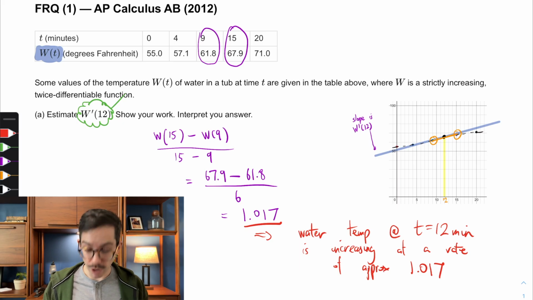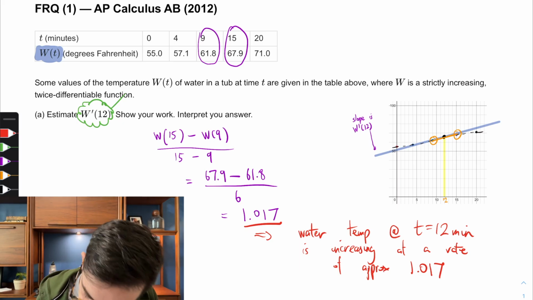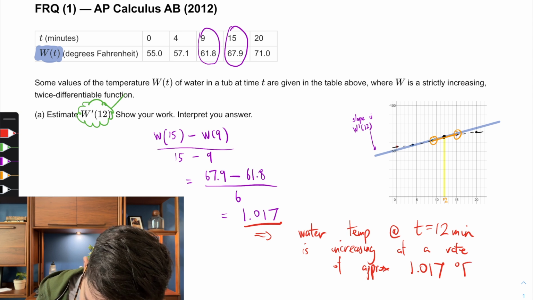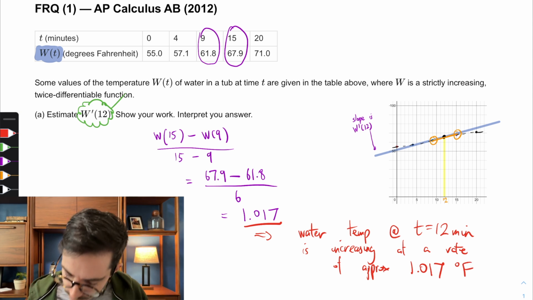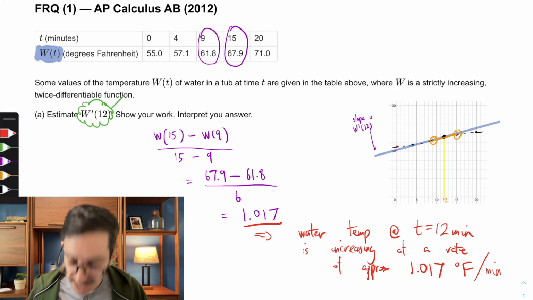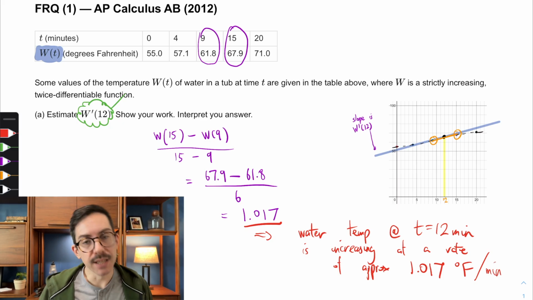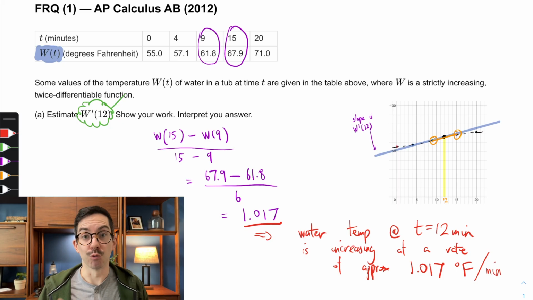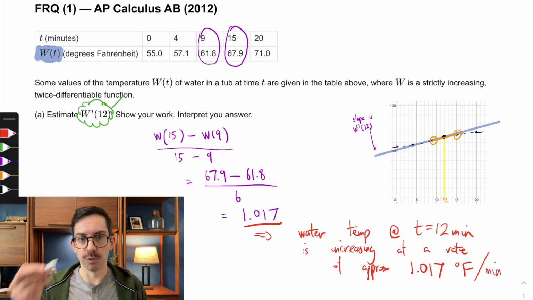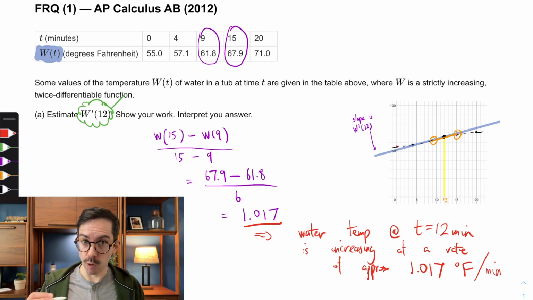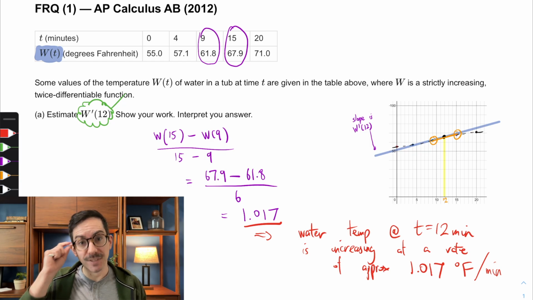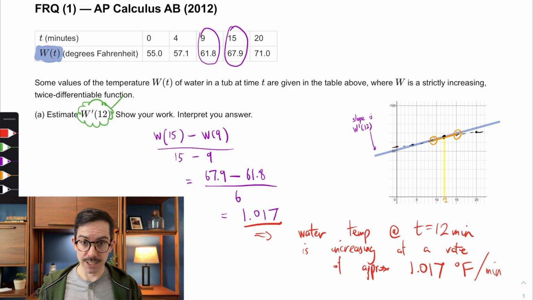Remembering my units though, I'm measuring temperature in degrees Fahrenheit. And what's my unit of time? It is per minute. So this quantity, the slope, this W prime, it is a rate of change. My water temperature is going up because it's a positive quantity. It is an increasing rate of 1.017 degrees Fahrenheit per minute.